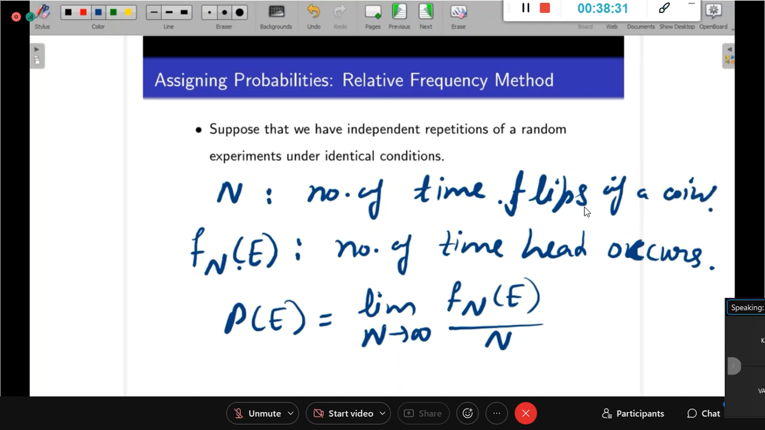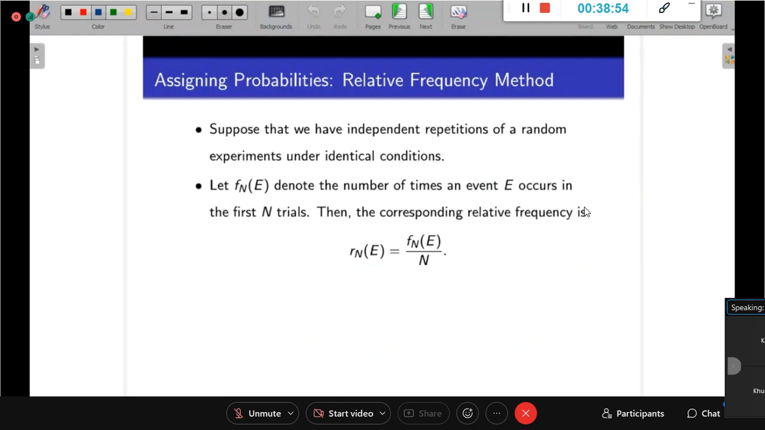Number of times you are flipping a coin. Right, so this is how this relative frequency method will work. I have explained this.